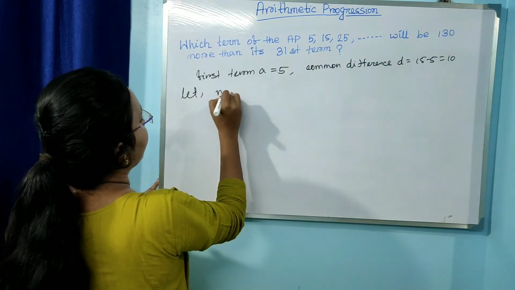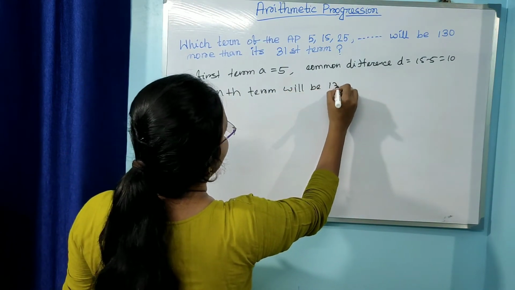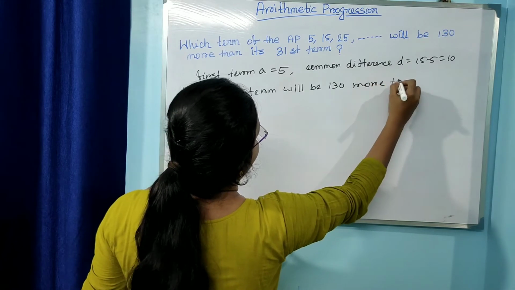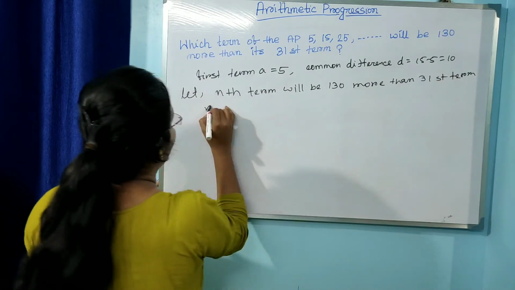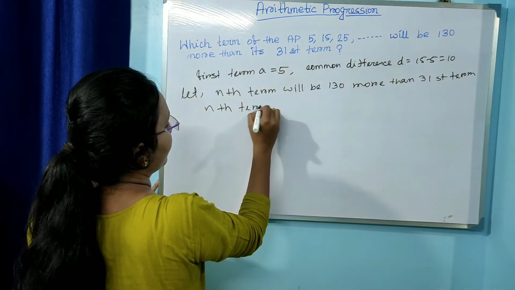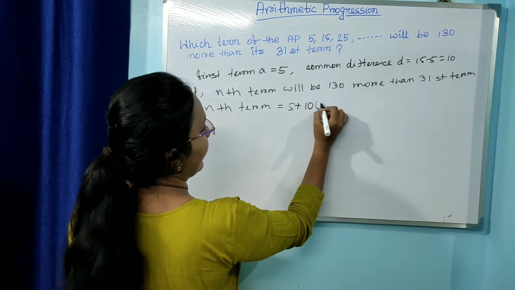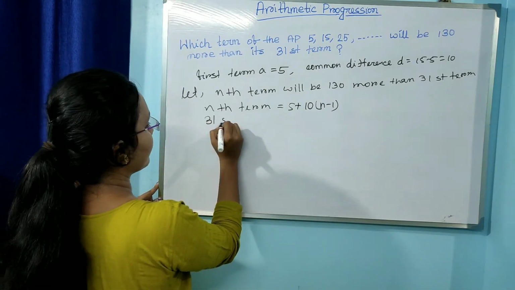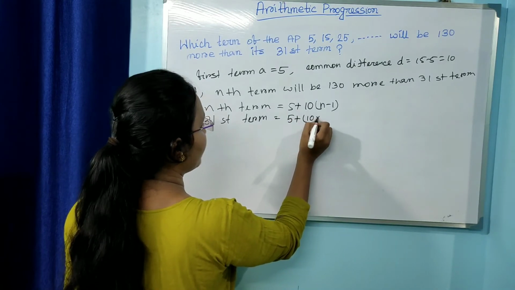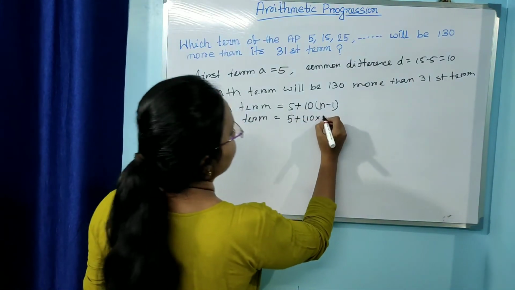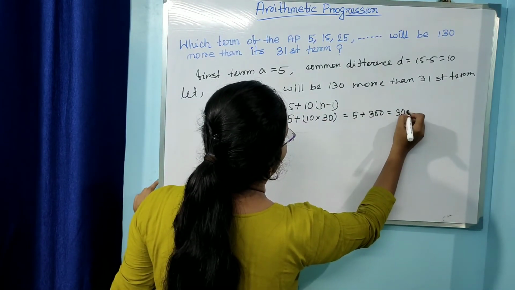So now which term will be 130 more than? So let nth term will be 130 more than 31st term. Okay. Now what will be nth term? Nth term will be 5 plus 10 into n minus 1, and 31st term will be 5 plus 10 into 31st, 1 will be decreased, that is 30. So 5 plus 300, that is 305.